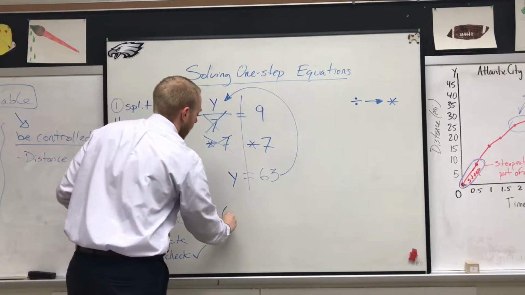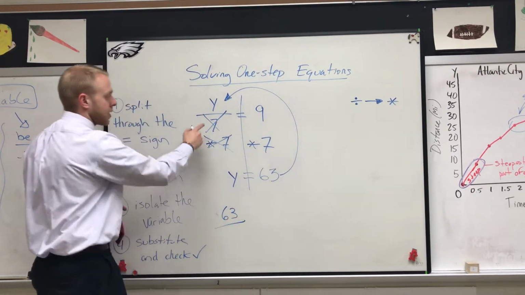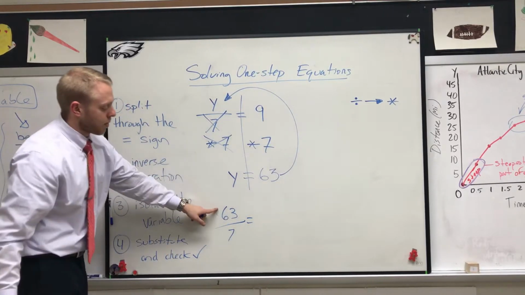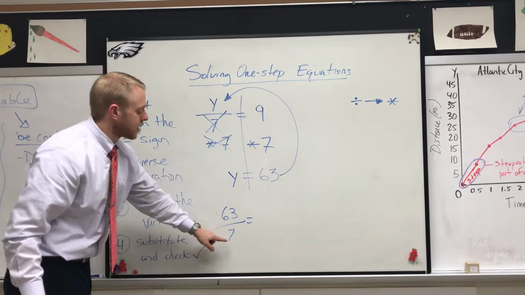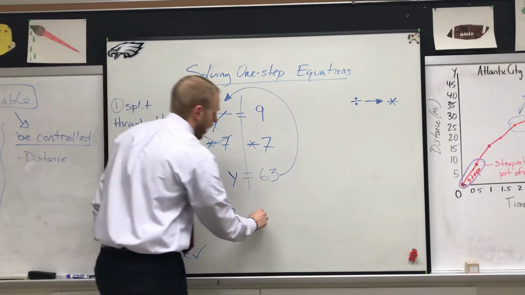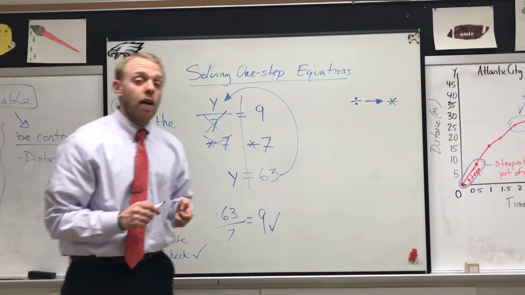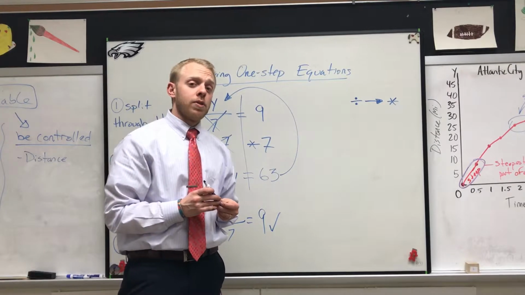63 is going to go on top of my fraction bar. The 7 is going to remain the same. Now I have 63 divided by 7. I know that equals 9. I know my work is correct. And I know I've solved the one-step equation that involves division.